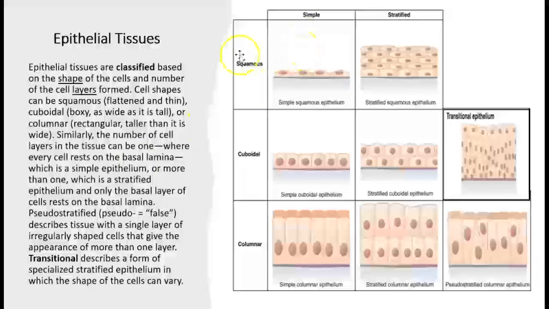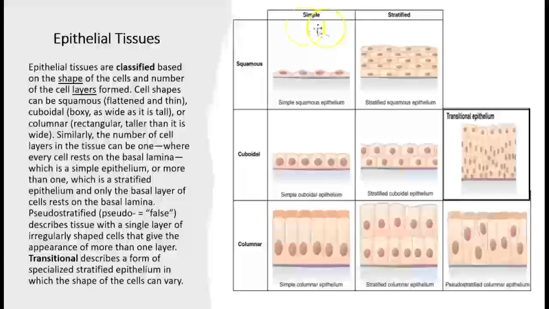We can have flat cells. The flat cells like this, they are called squamous. We can have cells that look like cubes. And there are cells that are going to look like columns. You have one layer of cells, it's called simple. You have multiple layers of cells, stratified. You combine the number of layers as well as the cell shape in order to identify the type of tissue.